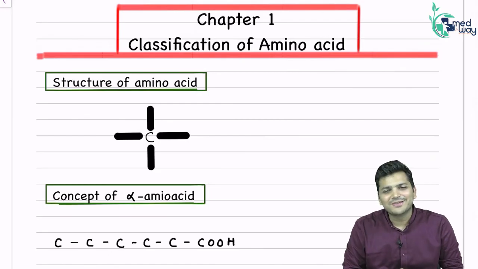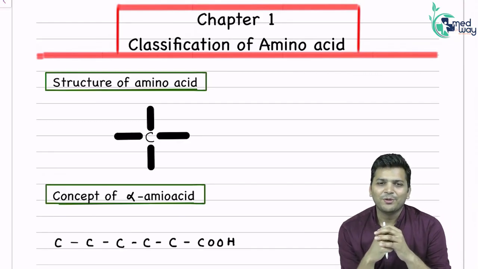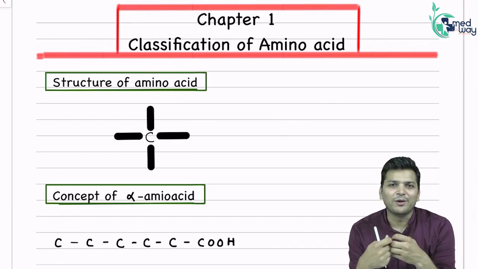Welcome. The first chapter we are discussing in biochemistry is classification of amino acids, and it's a very important chapter. You take any exam, be it FMG, NEET-PG, or INI-CET, they love to ask questions on classification of amino acids. So first, let's understand what an amino acid is.